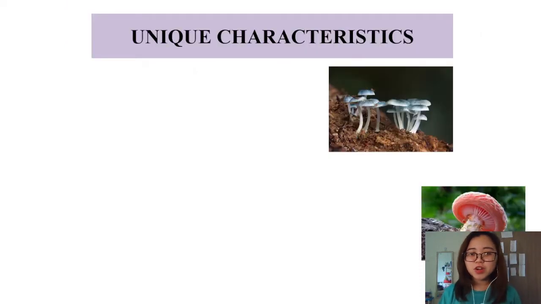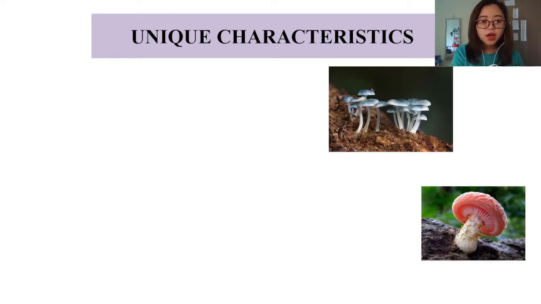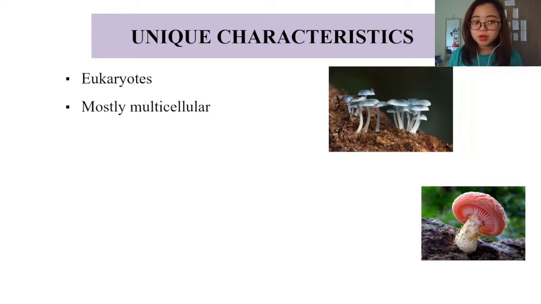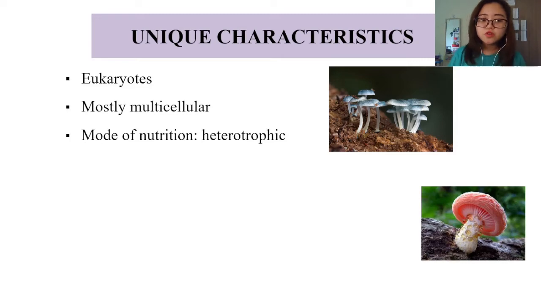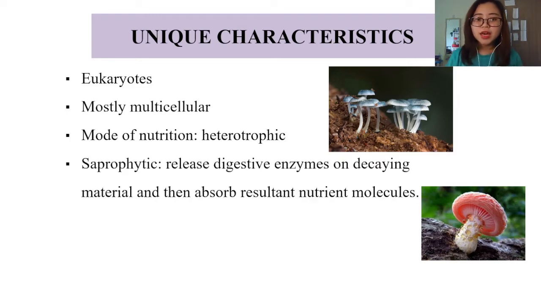Okay, so first things first, we're talking about things like mushrooms. So that is what is in fungi. And we're going to talk about its unique characteristics. First, fungi are eukaryotes. They are mostly multicellular, and their mode of nutrition is heterotrophic. Specifically, they are heterotrophic saprophytic. That means they release their digestive enzymes on decaying material and then absorb the resultant nutrient molecules through their cells.